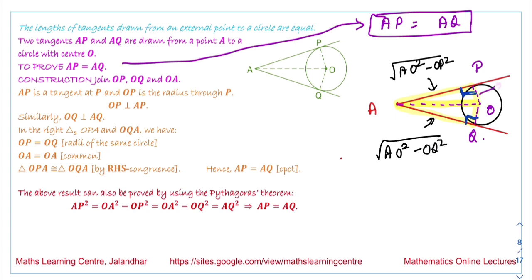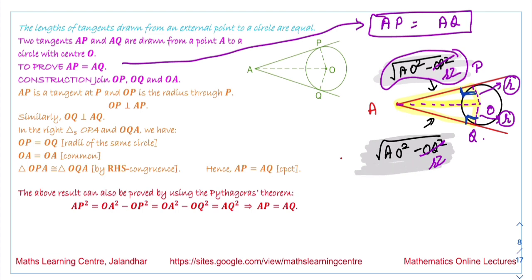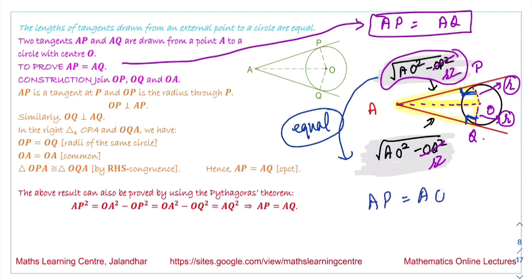Look at these 2 lengths. OP is R, and OQ is R. Both these lengths are equal to the radius of the circle. So what we get is that both these values, the square root of AO square minus R square, are equal to each other. And if both these values are equal, we get that the length AP is equal to AQ, and this is what we had to prove.